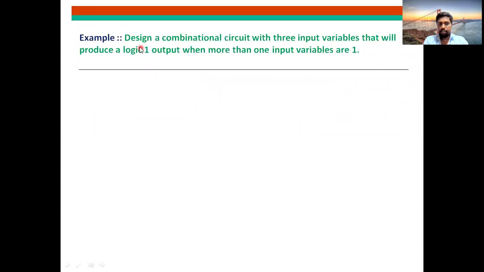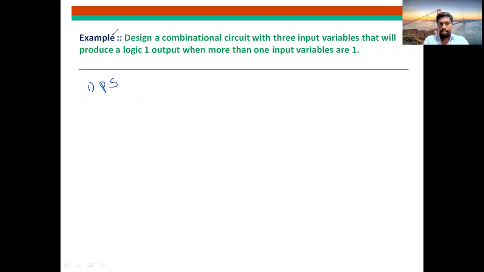What is the given example here? Design a combinational circuit that accepts 3 input variables and will produce output 1 when more than one input variable is 1. So the meaning here is they are asking to design a circuit in which the output will be 1 when, among these 3 input variables, more than one input variable is 1. In that condition only the output will be 1. So as per the condition, what is step number 1? Problem statement.